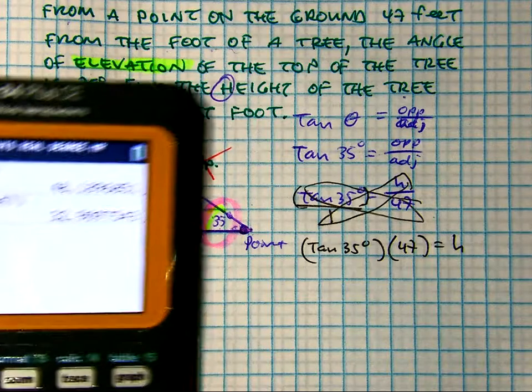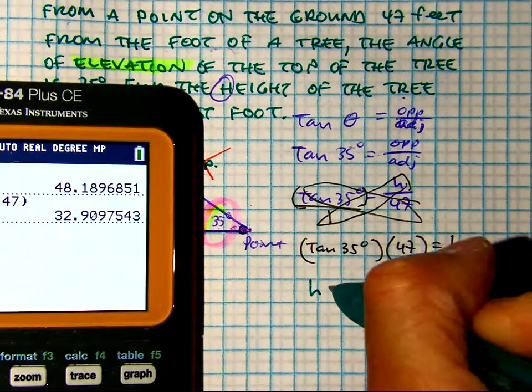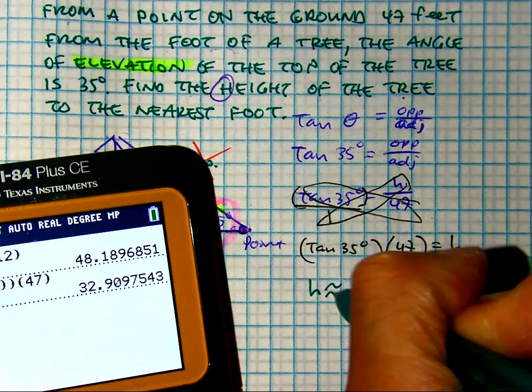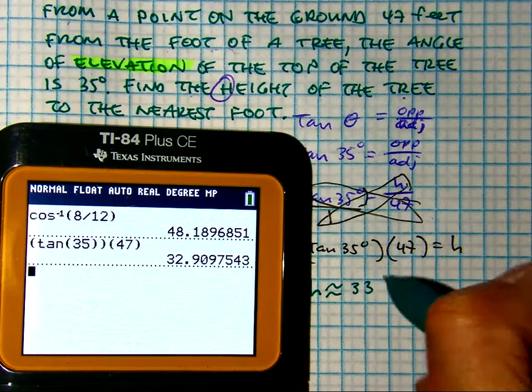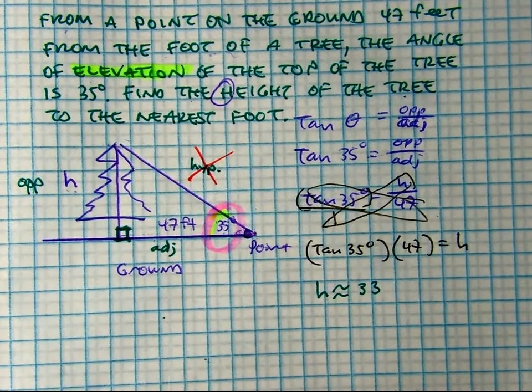Class, to the nearest foot, this is approximately what? 33. And my units was feet.